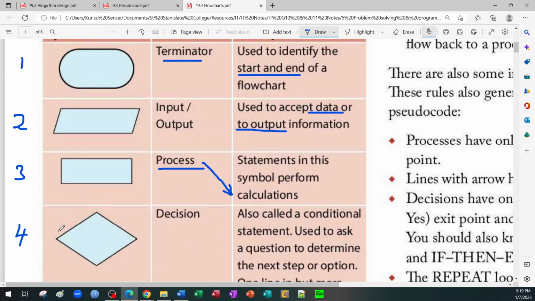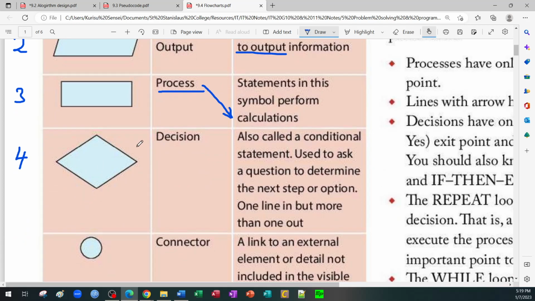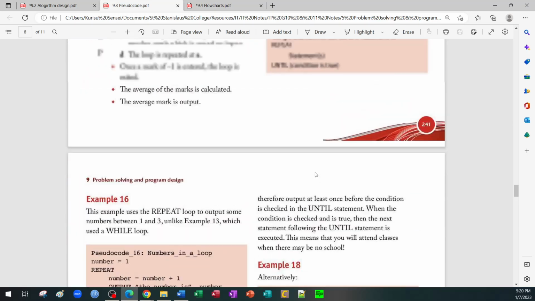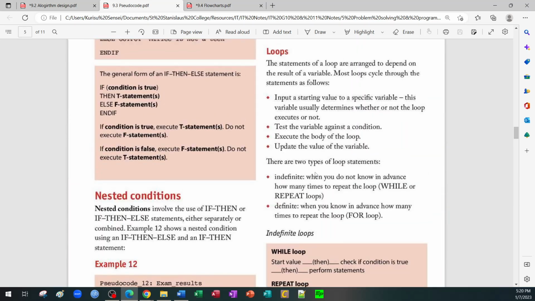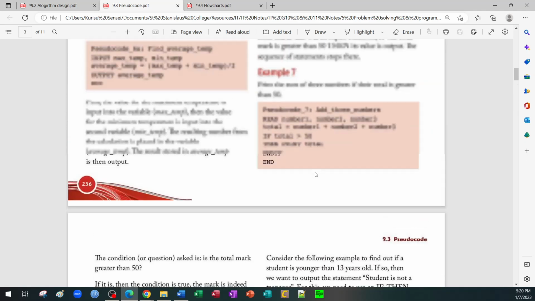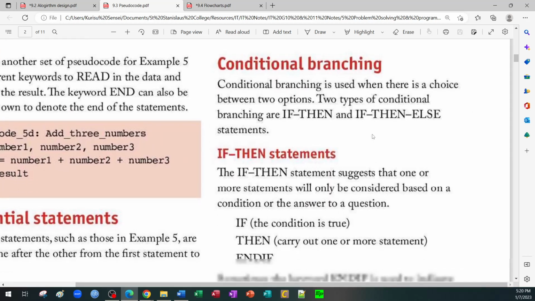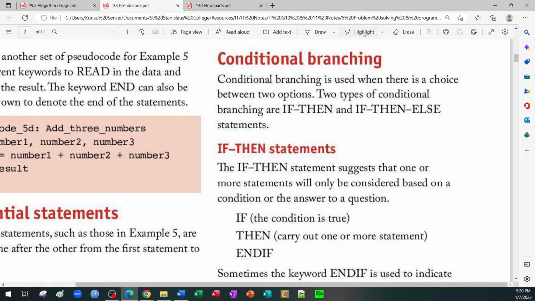Our fourth symbol, the diamond. The diamond is the decision symbol. Now the decision symbol is used for conditional statements. And if you can remember, conditional statements are our if then and if then else statements. Those are our conditional statements. Conditional branching, conditional statements, basically the same thing. So if then and if then else, those are our 2 conditional statements.